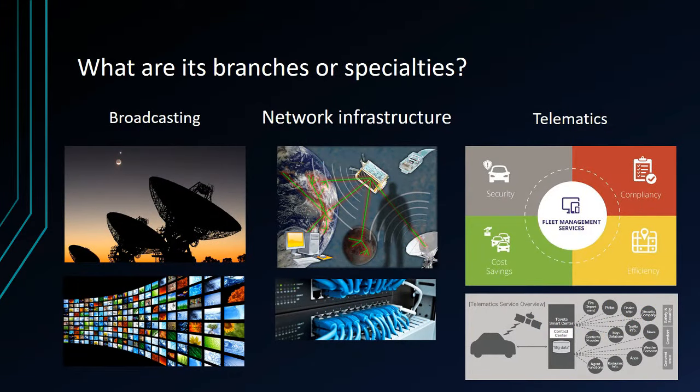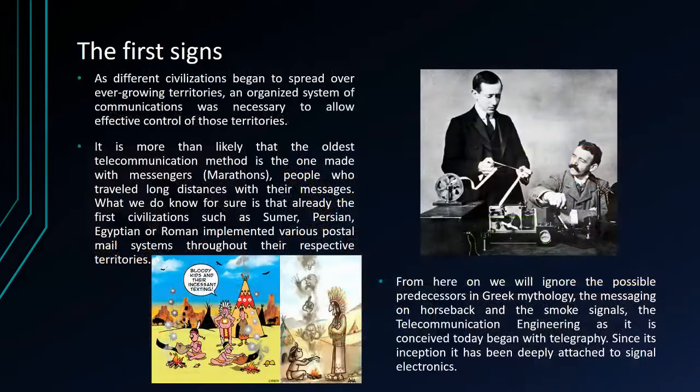What are its branches? The branches are broadcasting, network infrastructure, and telematics. These are some of the branches or areas of application. So next, the first things.